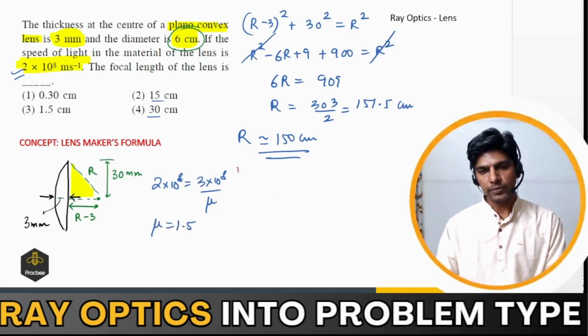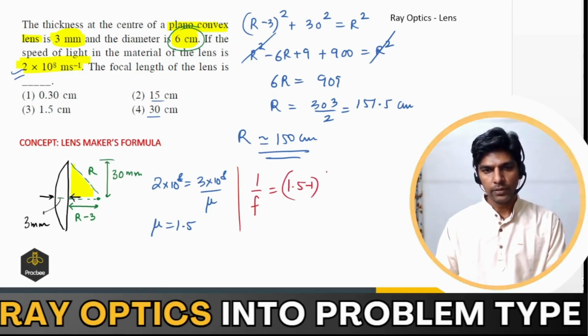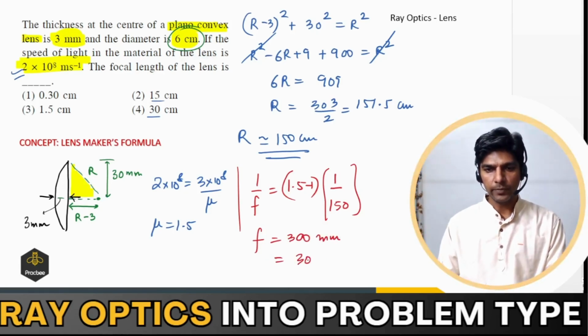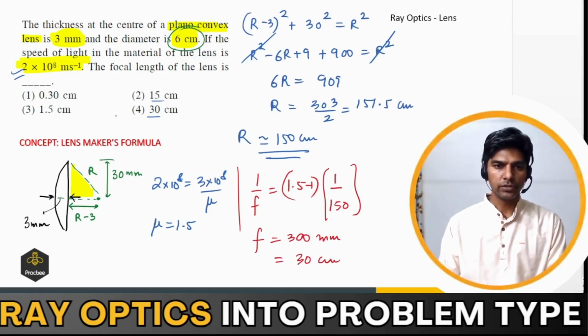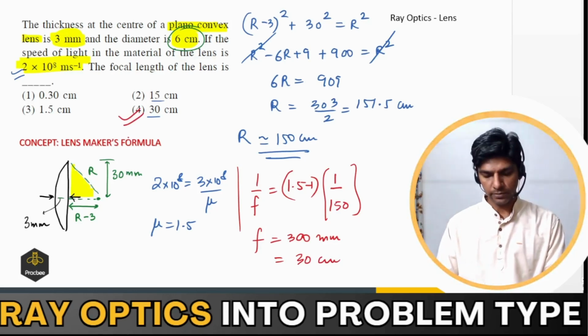Now we can apply Lensmaker's formula. So 1 by f is equal to 1.5 minus 1, and it's a plano-convex, so it will be 1 by R, and R in this case is approximately 150. So f comes out to be 300 millimeters or 30 centimeters. So option 4 is the right answer.